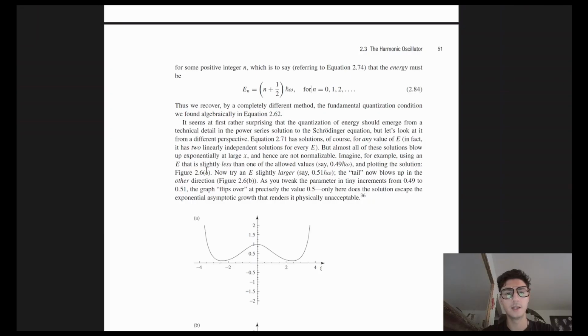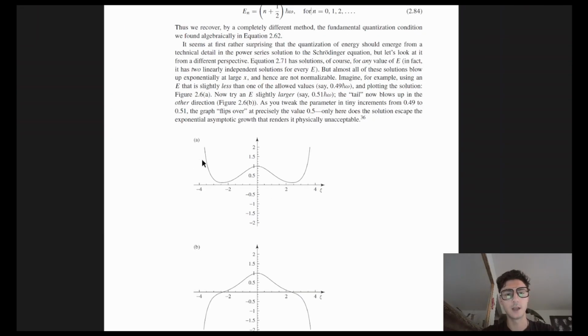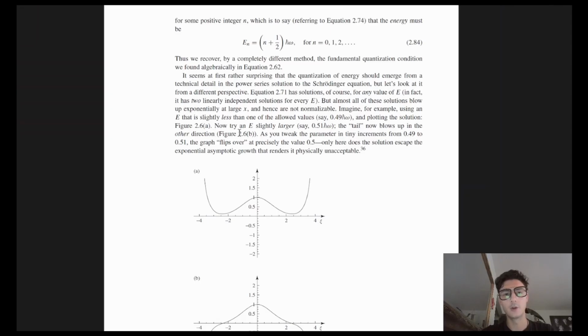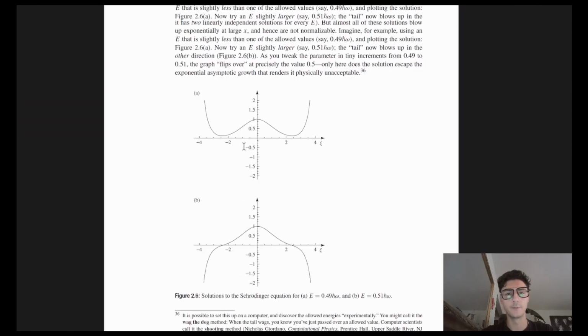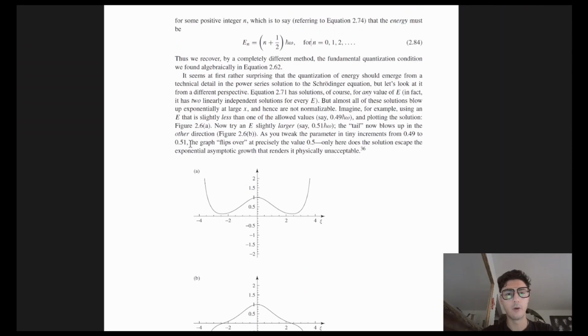Imagine, for example, using an E that is slightly less than one of the allowed values, say 0.49 h bar omega, and plotting the solution, figure 2.6a. That's what it would look like here. Now try an E that is slightly larger, say 0.51 h bar omega. The tail blows up in the other direction here. So what they're plotting is the wave function here. As you tweak the parameter in tiny increments from 0.49 to 0.51, the graph flips over at precisely the value 0.5. Only here does the solution escape the exponential asymptotic growth that renders it physically unacceptable.